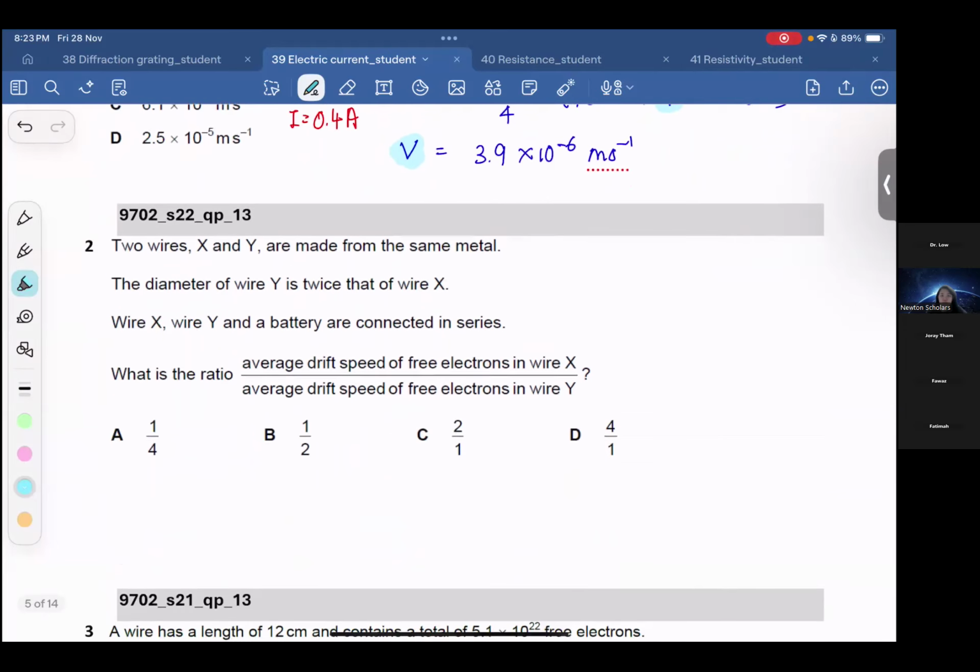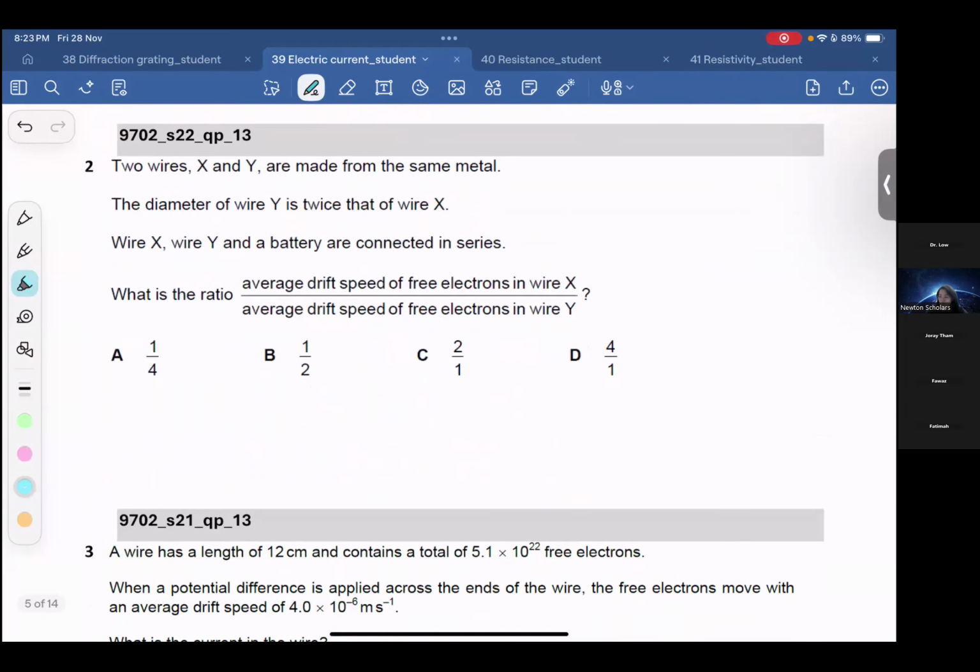Okay, this question, we have 2 wires, X and Y, made from the same metal. Highlight same metal. If same metal, same N. Next, the diameter of Y is twice the diameter of X. Wires X, Y, and battery are connected in series. Highlight in series. In series, what physical quantity will be the same?